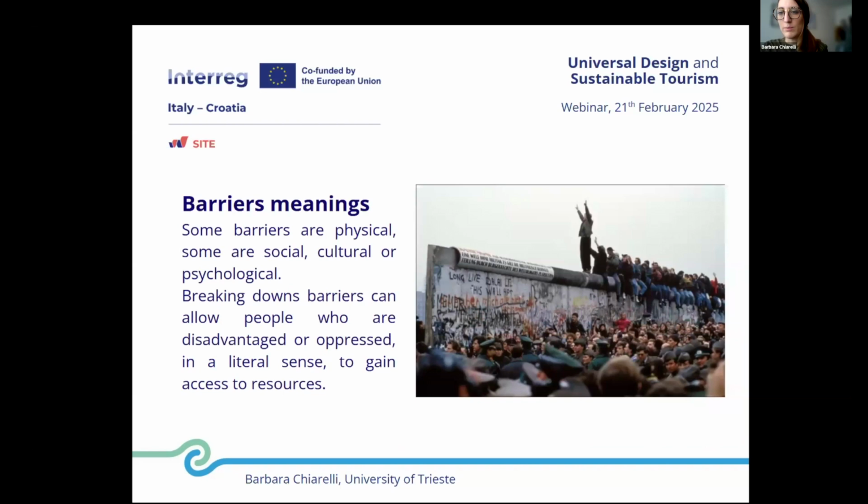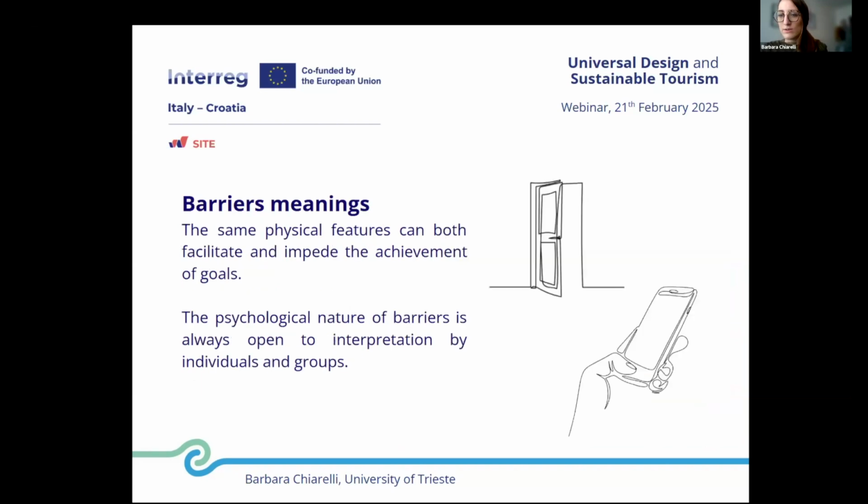And breaking down barriers can allow people who are disadvantaged or oppressed, in a literal sense, to gain access to resources. Barriers can also have a dual meaning. The same physical feature can both facilitate and impede the achievement of goals. The most obvious example is how a door can simultaneously protect a home from unwanted entries, so prevent people from coming in, while also providing privacy for the household, so prevent information from going out. And another example is the mobile phone, which facilitates communications but also may increase interruptions. So the psychological nature of barriers is always open to interpretation by individuals and groups, and understanding those interpretations is a major focus of universal design.